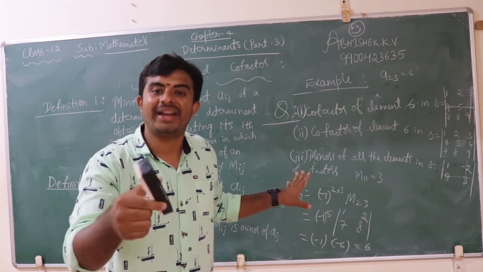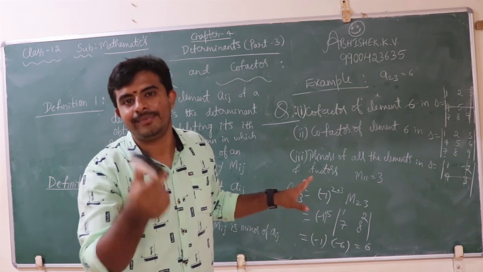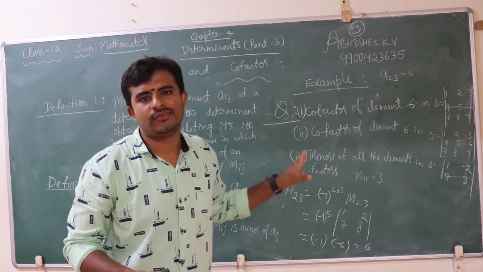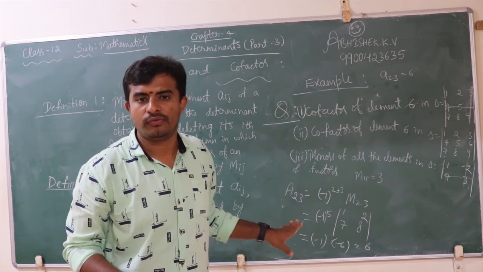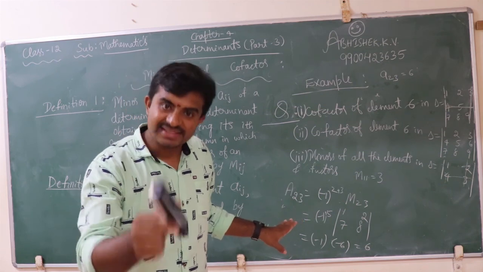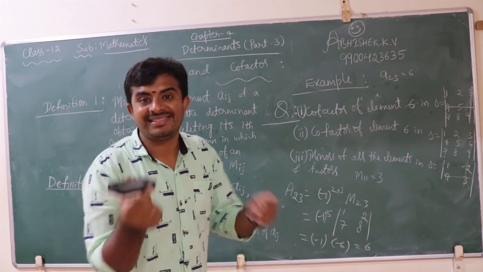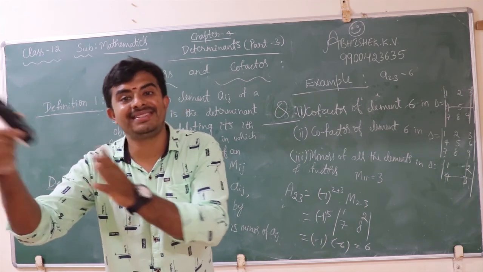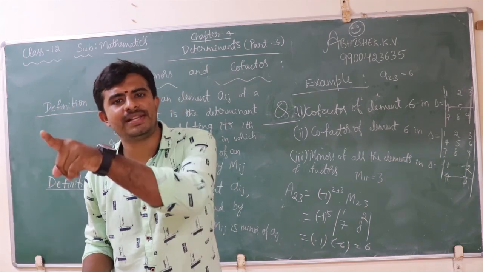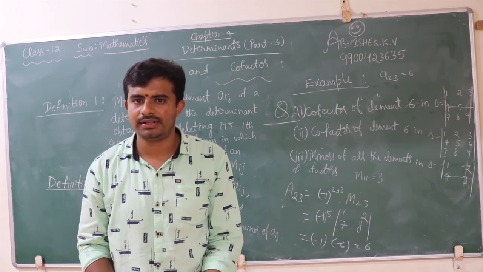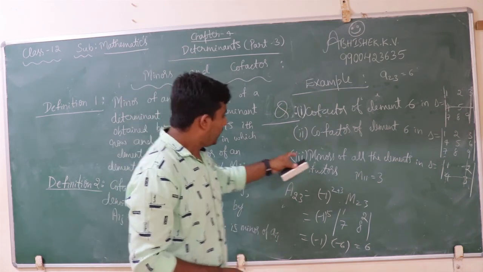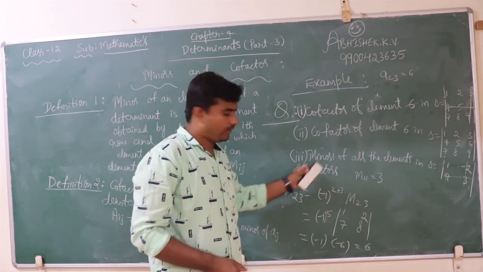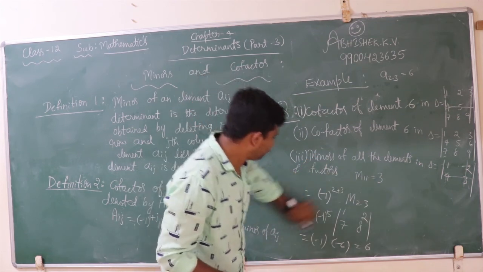If they ask to find the minor for all the elements, then you need to find M11, M12, M21, M22 for a 2 by 2. If they ask to find the cofactor, just multiply by minus 1 to the power of i plus j into M11. That is minus 1 to the power of 1 plus 1, which is plus 1. You already know that.